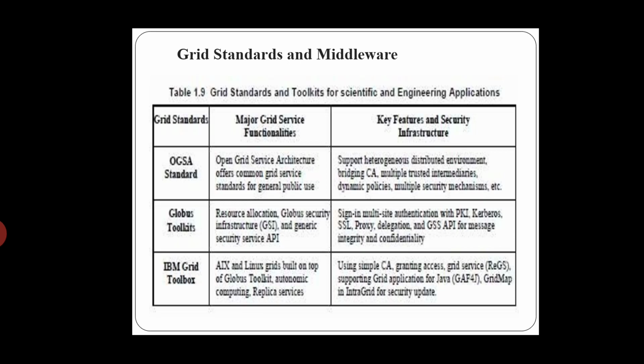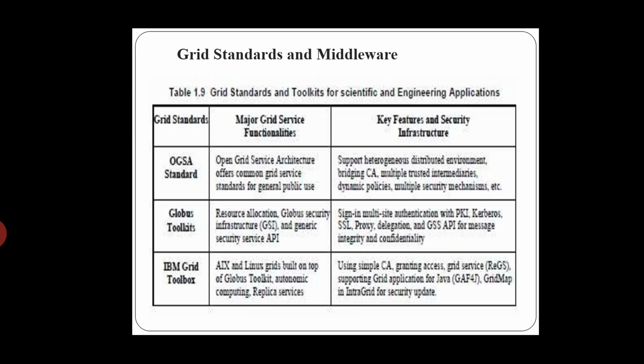Here we have to learn the grid standards. OGSA, the Open Grid Services Architecture standard. The major grid service functionality is that it offers common grid service standards for general public use. The key feature and security infrastructure: it supports heterogeneous, in the sense different, distributed environments, bridging CA and multiple trusted intermediaries, dynamic policies and multiple security mechanisms, etc.